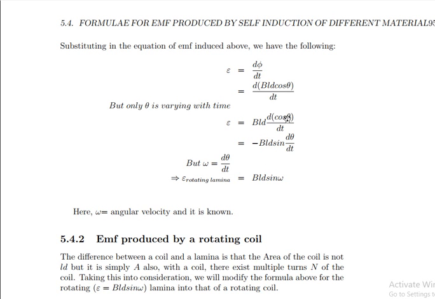So we first differentiate the interior here. When we differentiate the interior, we are going to have d theta all over dt, which is equal to omega, and differentiating the exterior is going to give you negative sine theta. So in all, we are going to have BLD omega sine theta. So the EMF of the rotating lamina is going to be BLD omega sine theta.